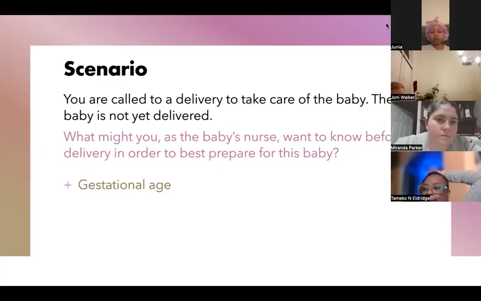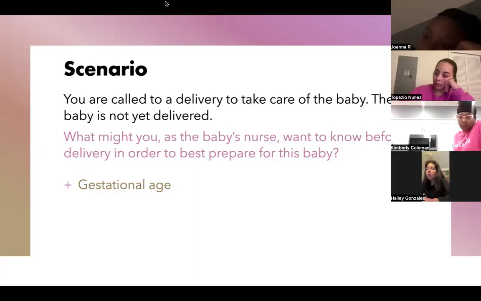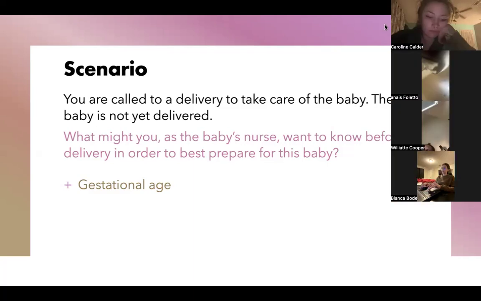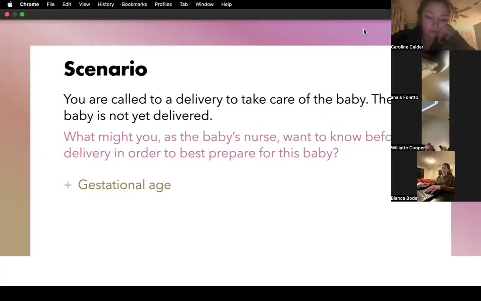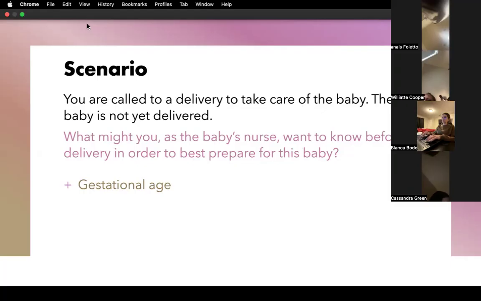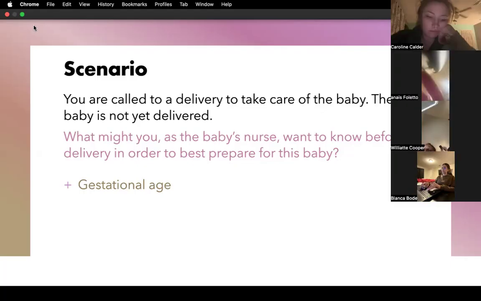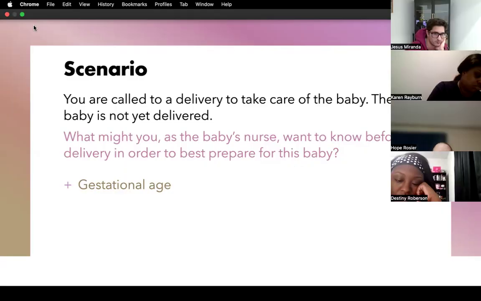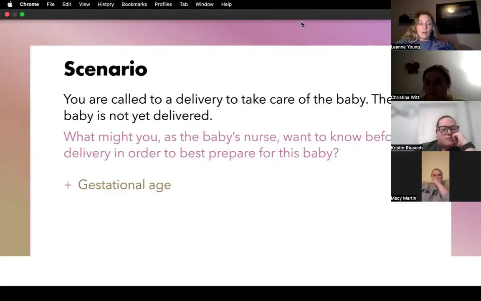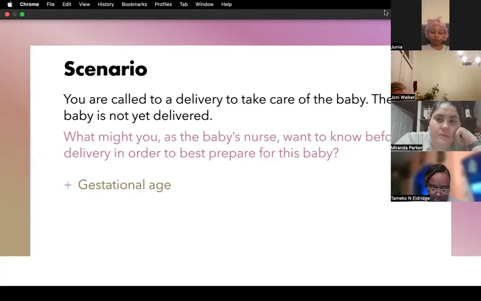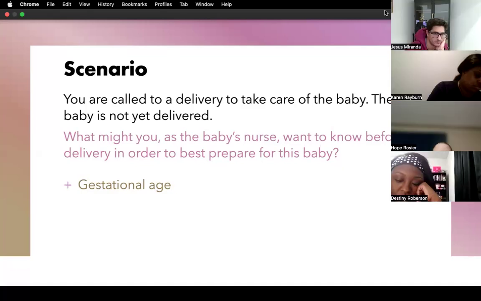What other things can affect our baby when they're delivered or how they do after delivery? Like any history on the mom? Like, is there any history of diabetes, hypertension, drug use? Yes, definitely. Mom's history for sure. What about fluid? We probably want to know the color of the fluid, right? If mom had really thick meconium fluid, we're going to probably anticipate doing some more resuscitative measures with this baby.